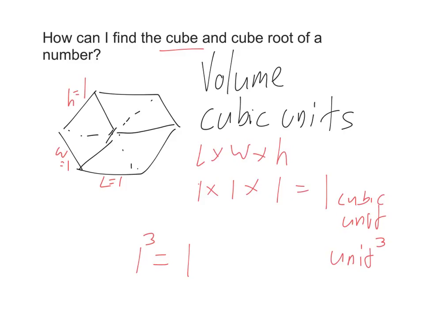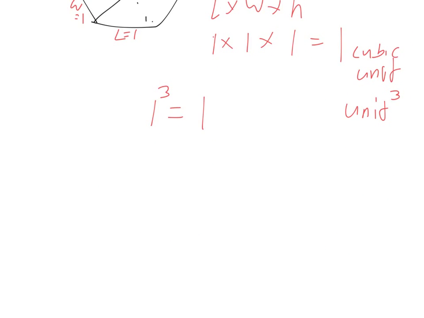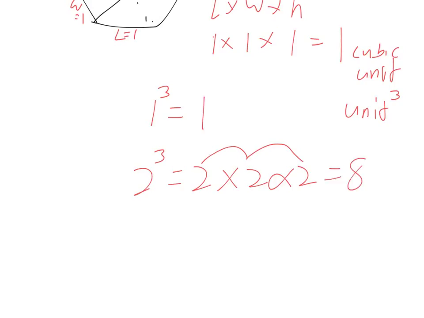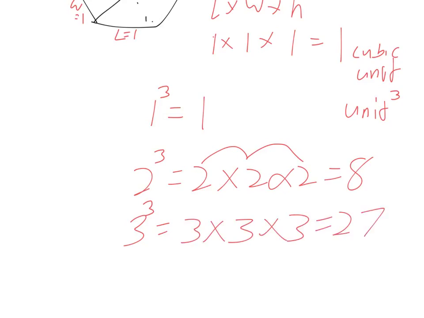Now, say your length, width, and height in your cube are 2. Well, then you simply do 2 cubed, which equals 2 times 2 times 2. 2 times 2 is 4. 4 times 2 equals 8. So 8 cubic units would be the volume of a cube that was 2 by 2 by 2. 3 cubed would equal 3 times 3, which equals 9, times 3 more, which equals 27. And that is how you find the cube of a number.